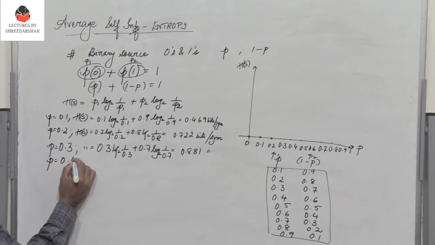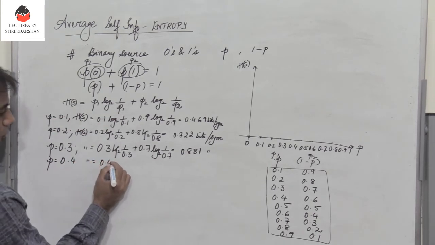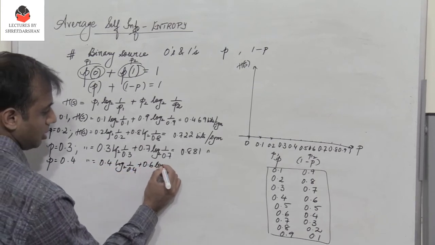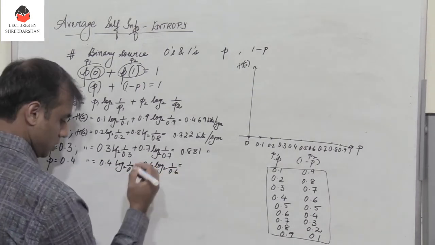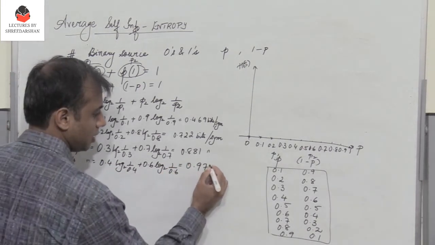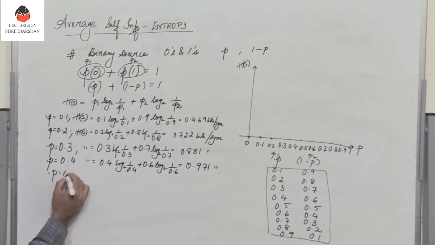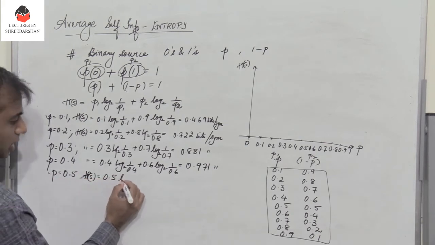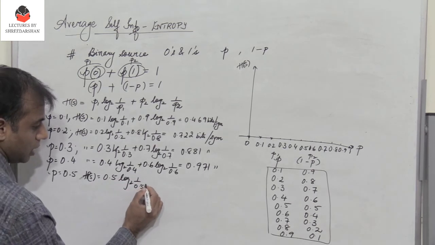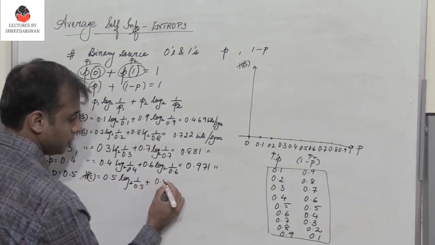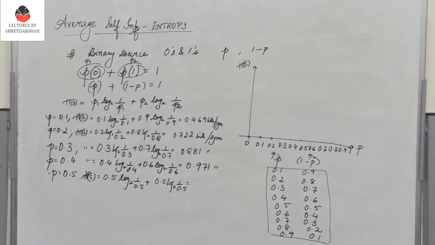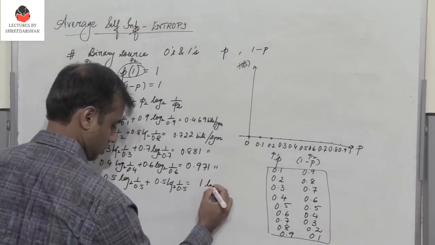Next, P is 0.4. So H of S is 0.4 log to base 2 1 by 0.4 plus 0.6 log to base 2 1 by 0.6. So what do I get? I get it as 0.971 bits per symbol. If P is 0.5, what is H of S? It is 0.5 log to base 2 1 by 0.5 plus again 0.5 log to base 2 1 by 0.5. So I can actually write it as 2 into 0.5 log to base 2 1 by 0.5, that is 1 bit per symbol.